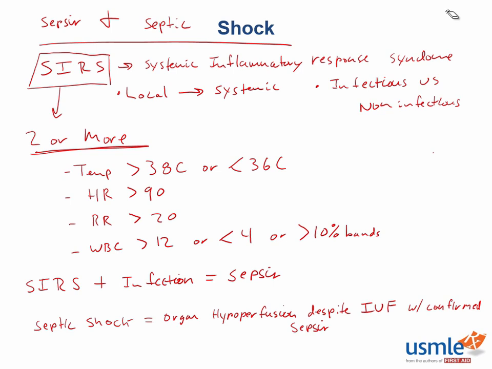Alright, before we wrap it up here, one last high yield principle. Often, the first sign of shock is tachycardia. This is because as the blood pressure begins to drop, the fastest thing the body can do to try to restore cardiac output is increase the heart rate.